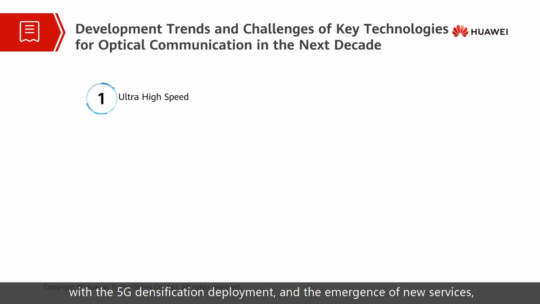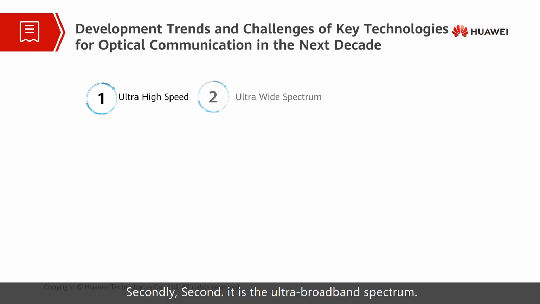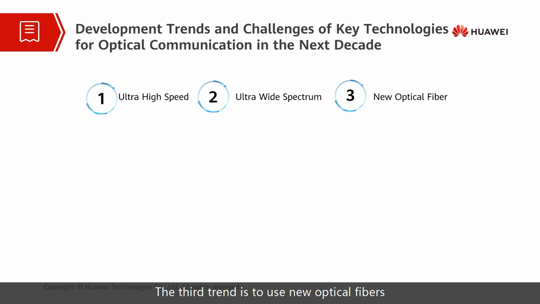With the 5G densification deployment and the emergence of new services, there will be higher bandwidth requirements for optical communication on the backbone networks. Secondly, it is the ultra-broadband spectrum. Expanding the available optical spectrum is one of the important directions for providing large network bandwidth. The third trend is to use new optical fibers to meet the requirements for ultra-long haul and ultra-high bandwidth transmission.